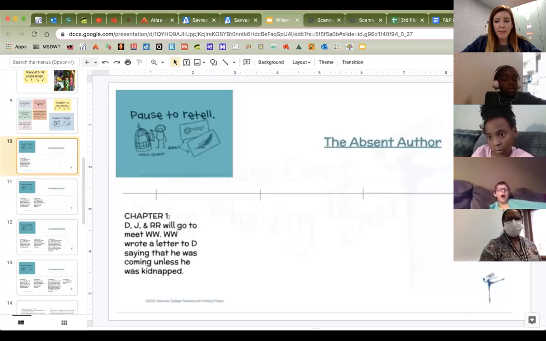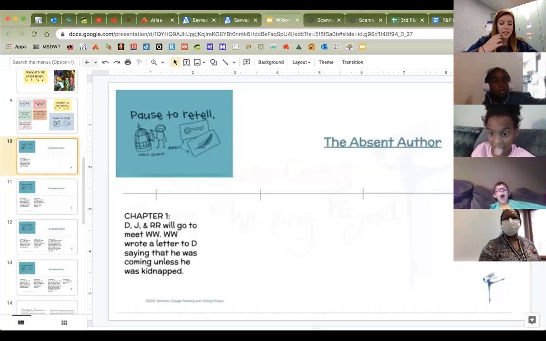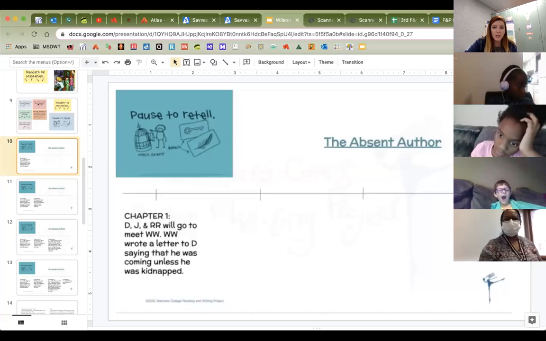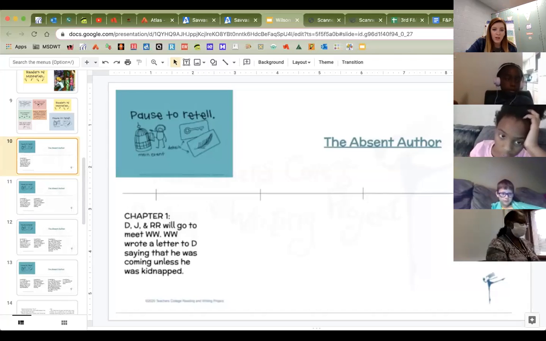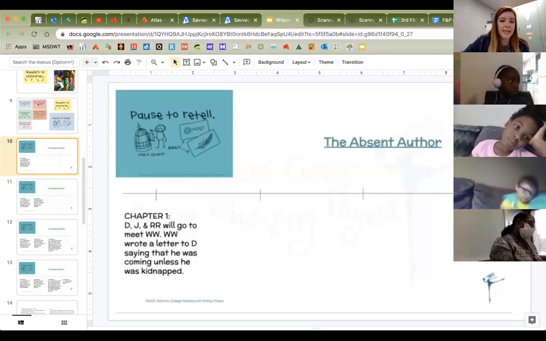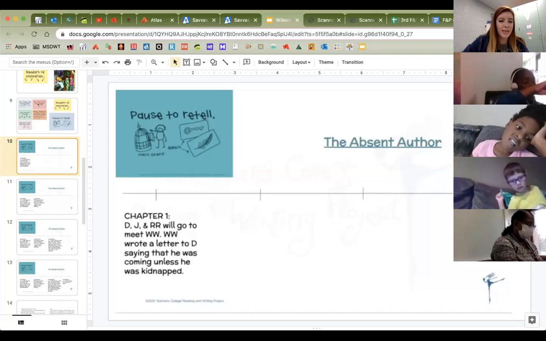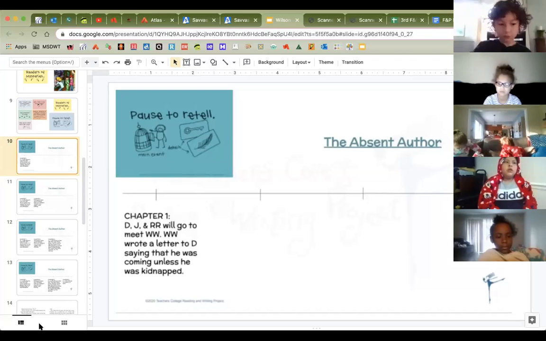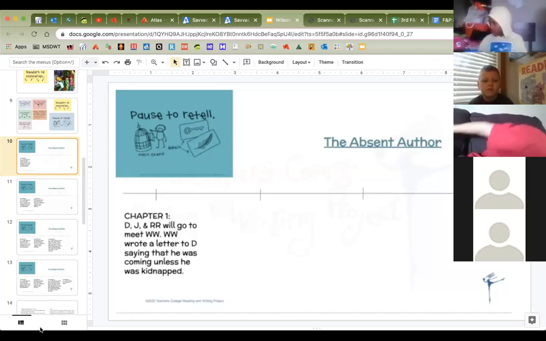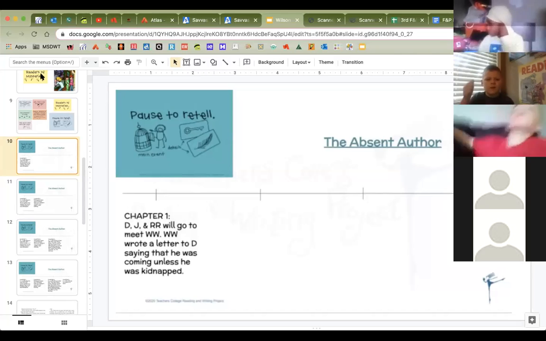Okay, so chapter 1, I said that Dink, Josh, and Ruth Rose will go to meet Wallace. And then Wallace wrote a letter to Dink saying that he was coming unless he was kidnapped. So that was the main event or the big thing that happened in chapter 1. Do you agree? Give me a thumbs up if you agree. Awesome, I love seeing your thumbs.